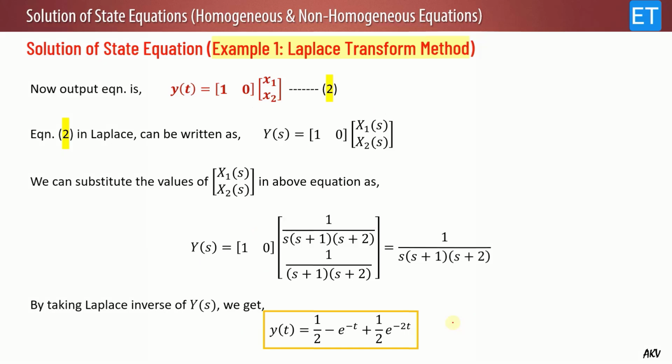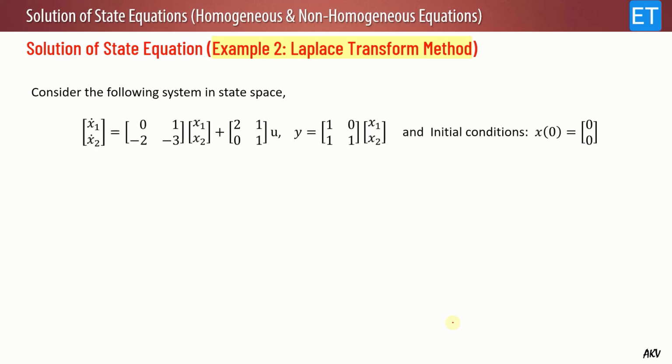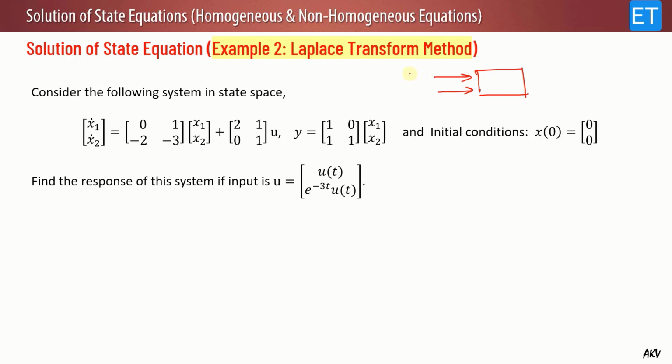Now let me take one more example, which is slightly more complex than the previous one. Here I am taking a 2 input 2 output system. So here I have the two inputs u1 and u2. One is the unit step and the second is e power minus 3t u(t). So these are the two inputs, and I need to find the corresponding two outputs y1 and y2.